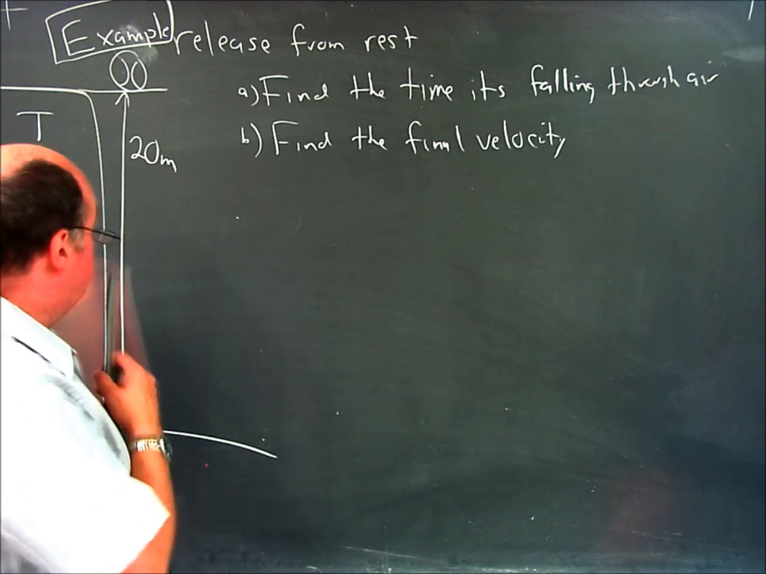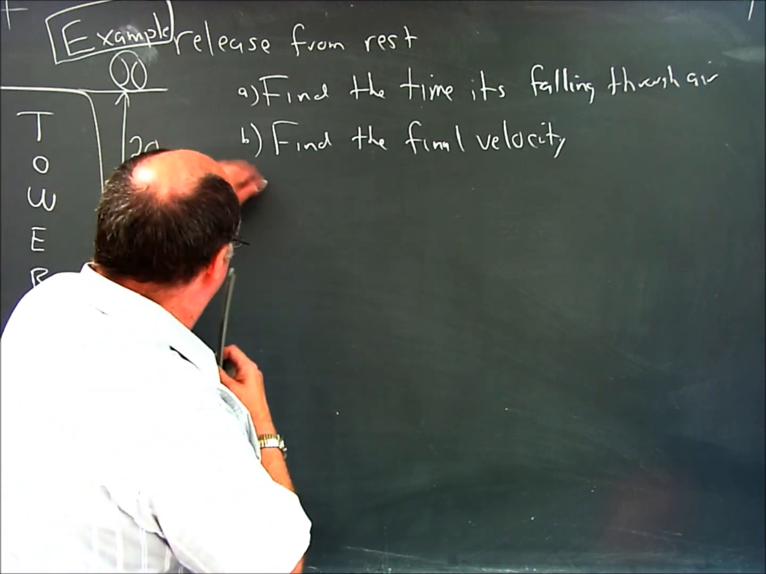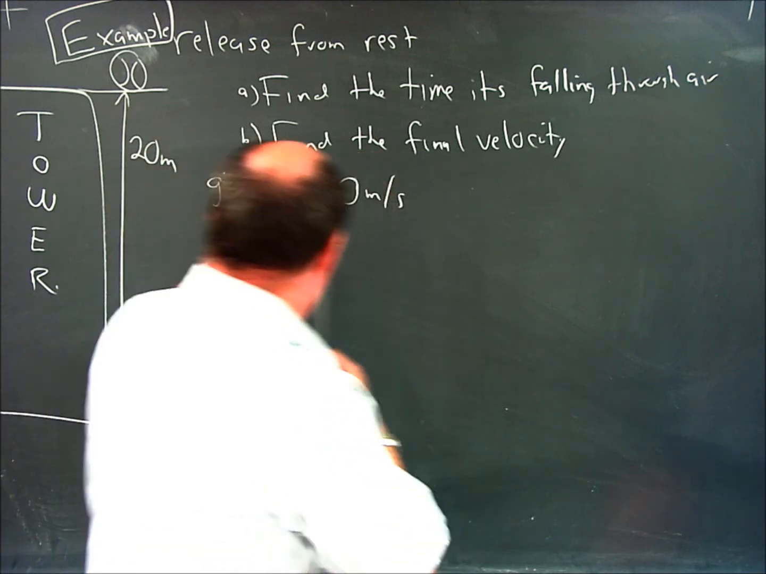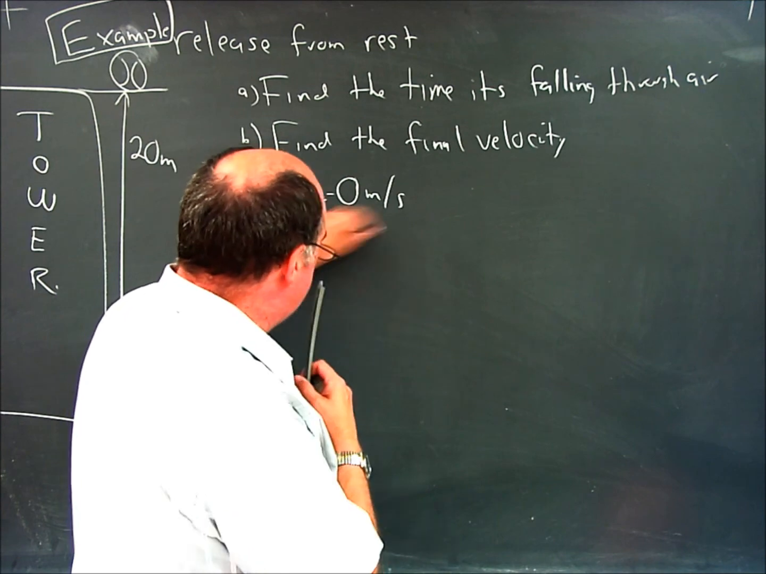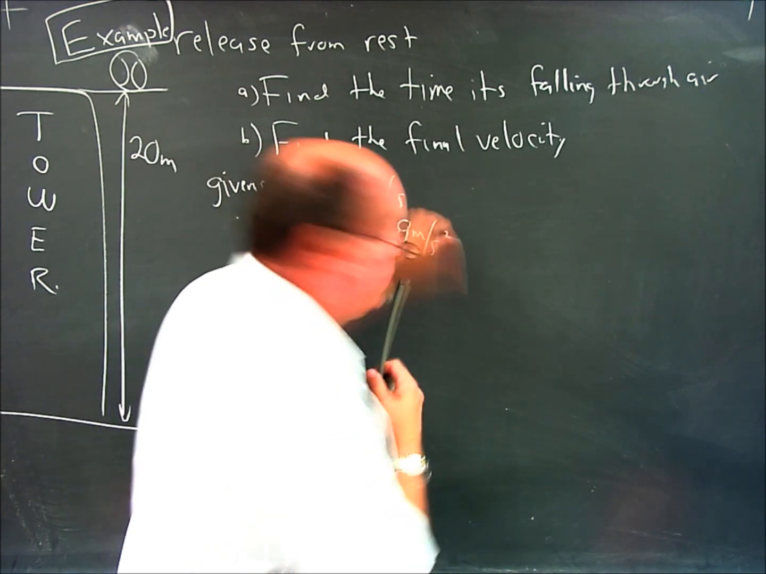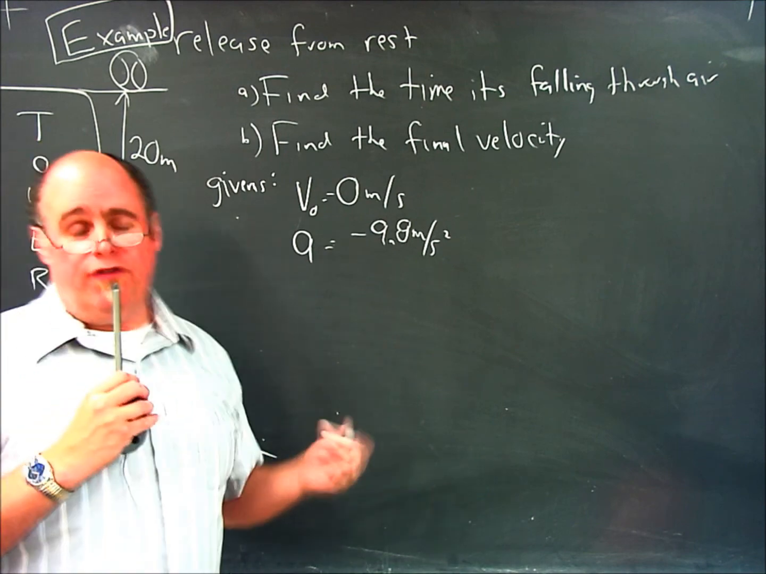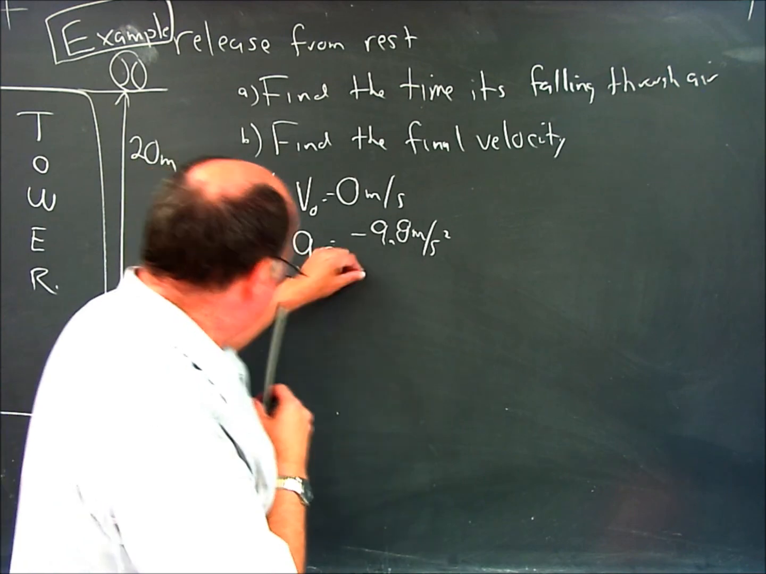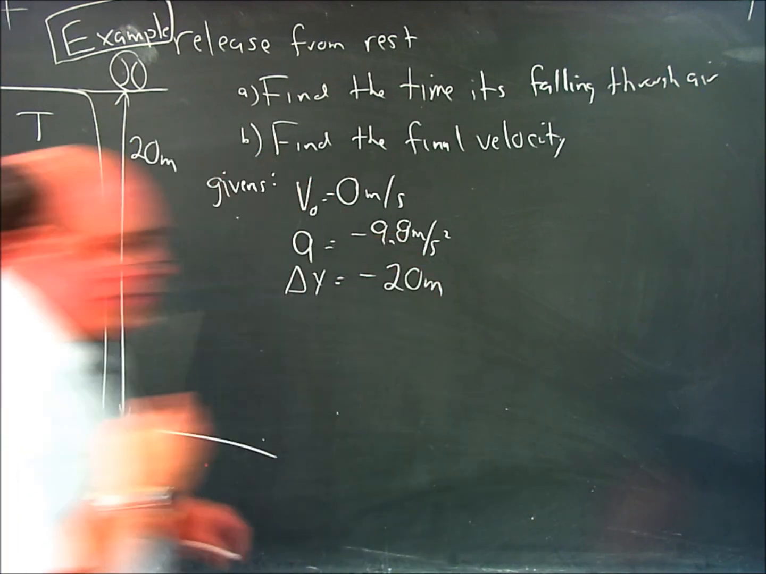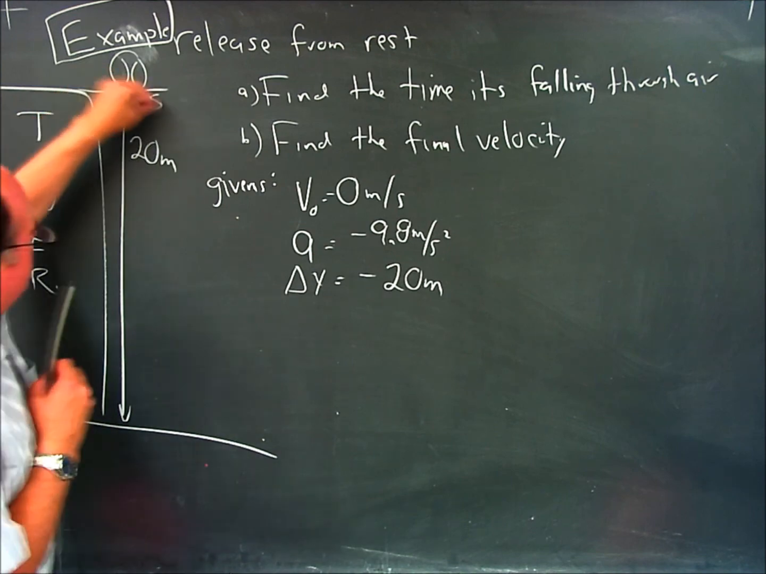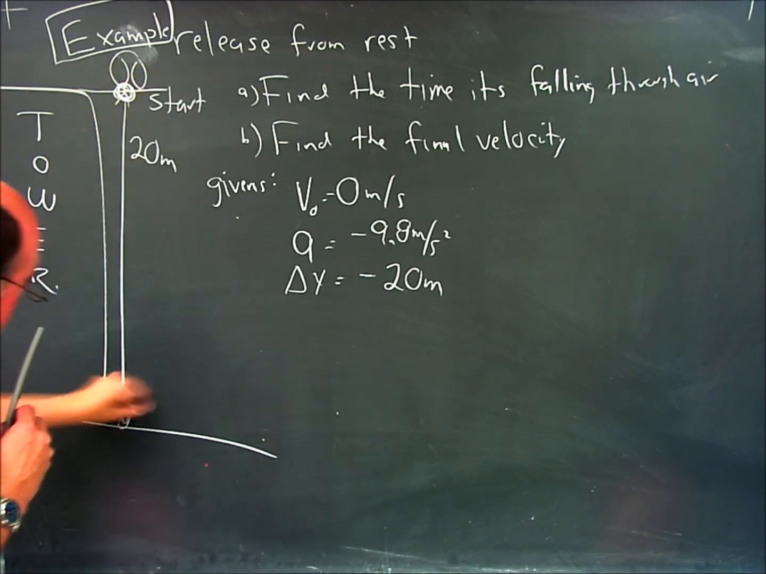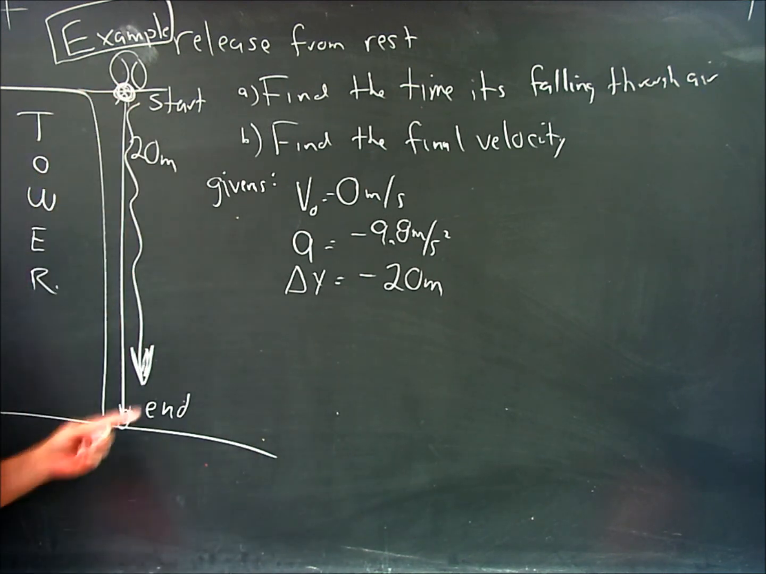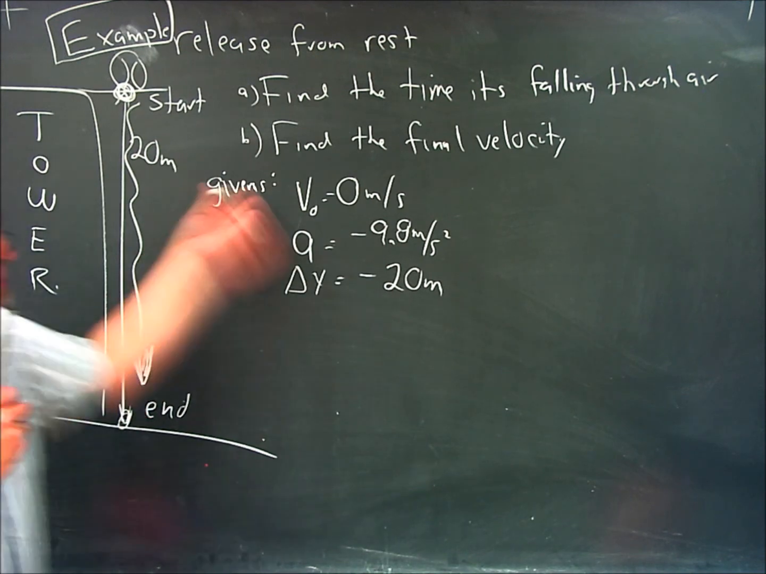If we write down the givens, I would say V initial equals 0. I would say the acceleration due to gravity is negative 9.8, because this is a freely falling object. It's falling only under the influence of gravity. And I would say delta y is negative 20 meters. And why am I talking about negative? Because up here is where I'm starting, and down here is where I'm ending. And to get there, I have to go this way. So you see, I have to follow that downward arrow. So these would be my 3 givens.